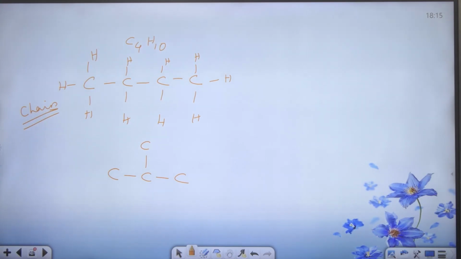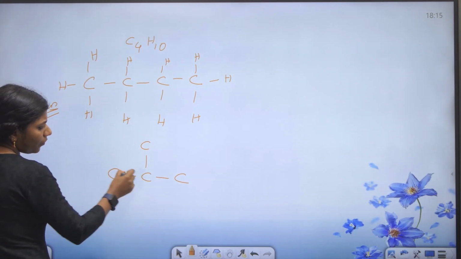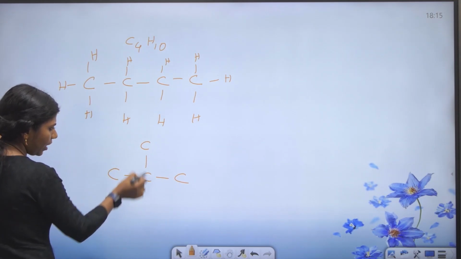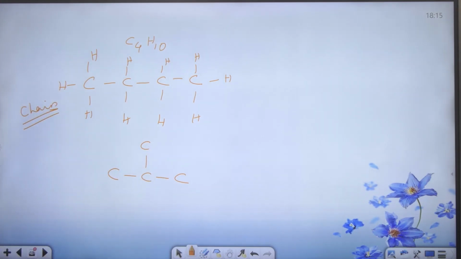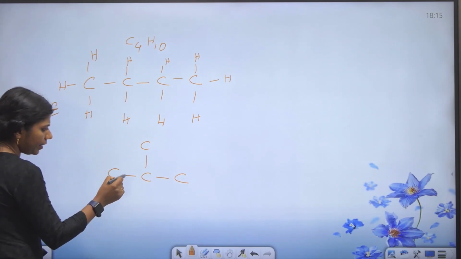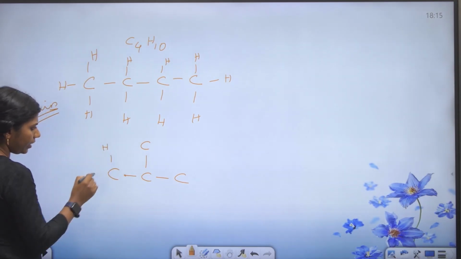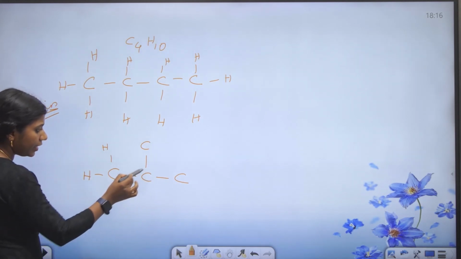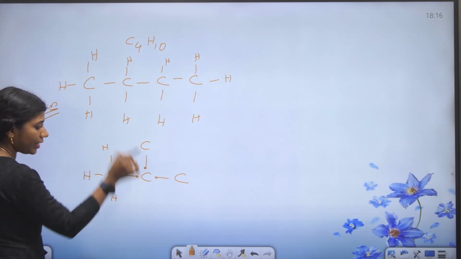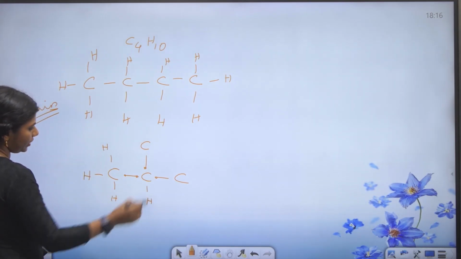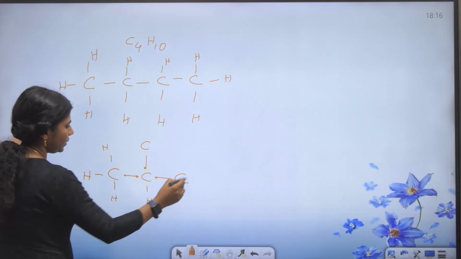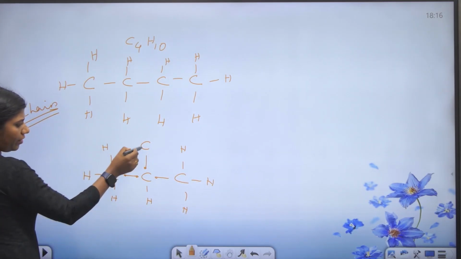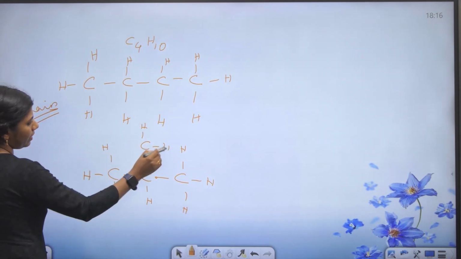And suppose the 4 carbon atoms are connected like this: 1 carbon, the middle carbon, connected to 3 other carbons. In this structure, the first carbon has only 1 valency satisfied, and the remaining 3 valencies are satisfied by 3 hydrogen atoms. In this carbon atom, 3 valencies are satisfied and the remaining one valency is satisfied by one hydrogen atom. Here only one valency is satisfied, and the remaining three are satisfied by three hydrogen atoms. This carbon also satisfies only one valency, and the remaining three are satisfied by three hydrogen atoms.